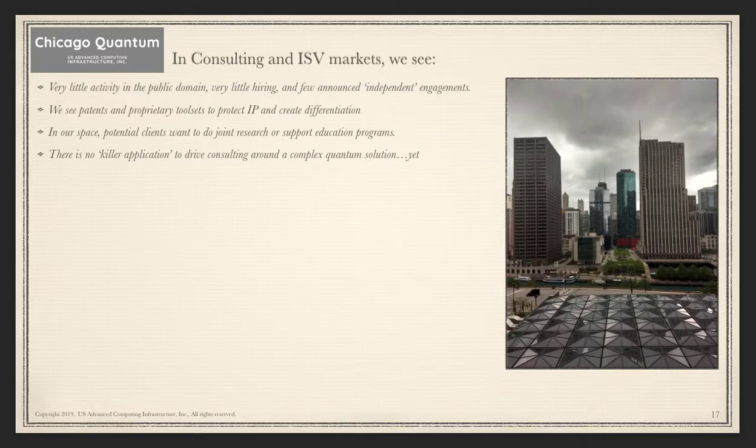In our space, potential clients want to do joint research, or they want to support education programs. It's not so much they want us to come in and write code, they want us to help them do research and to learn. And today there's no killer application. I think of like SAP or other ERP apps or ServiceNow. There's no killer app to drive consulting around a complex quantum solution, at least not yet.